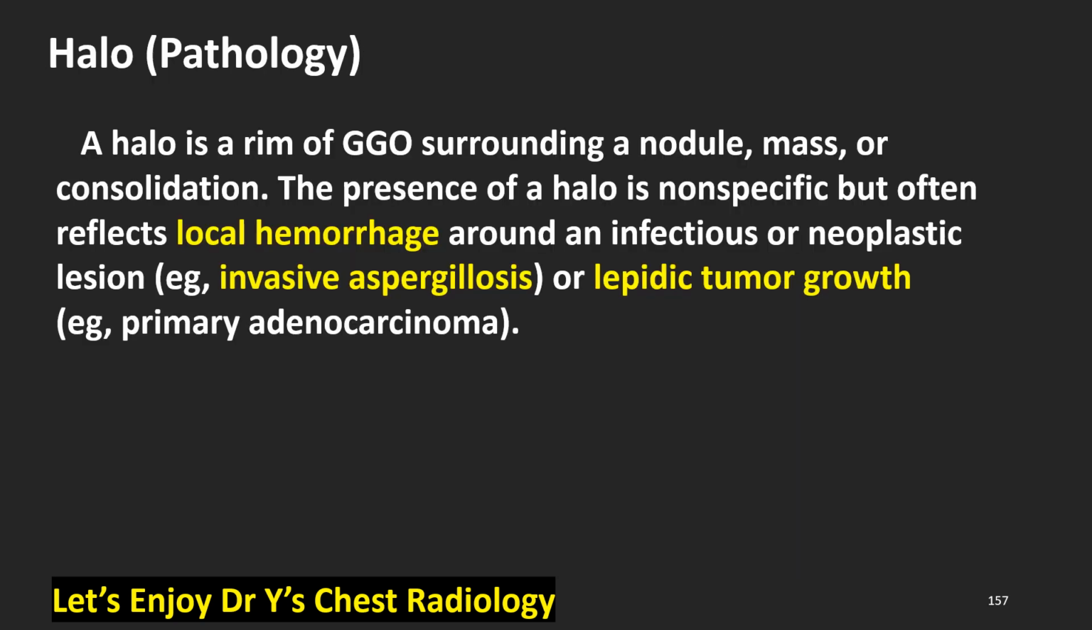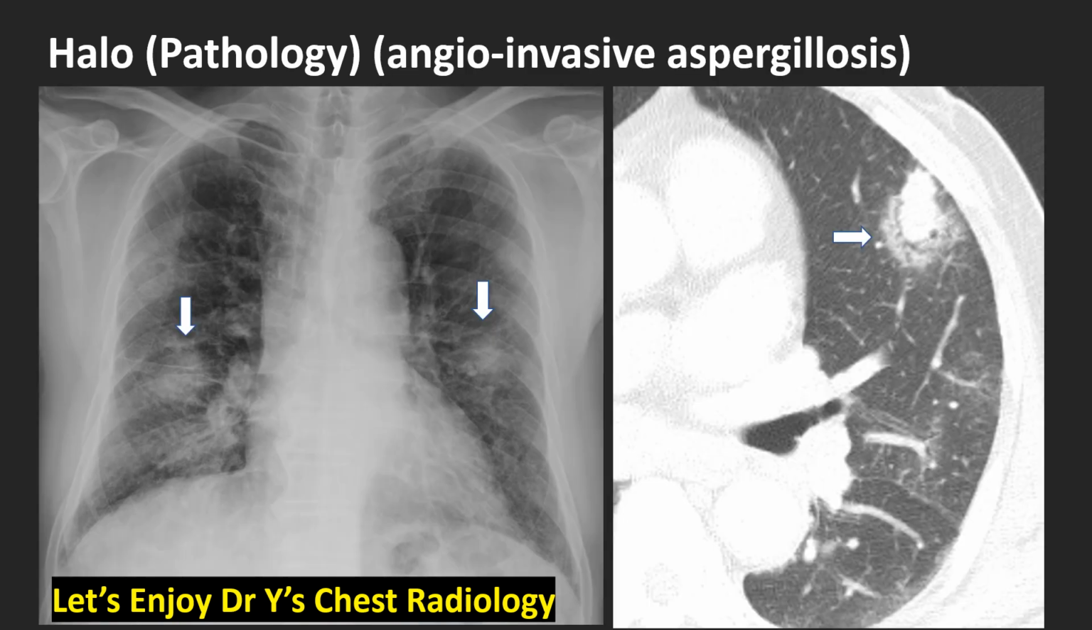Halo, pathology. A halo is a rim of ground glass opacity surrounding a nodule, mass, or consolidation. The presence of a halo is nonspecific, but often reflects local hemorrhage around an infectious or neoplastic lesion, for example, invasive aspergillosis or lipidic tumor growth, for example, primary adenocarcinoma. Halo pathology, angio-invasive aspergillosis. Arrows indicate the halo.